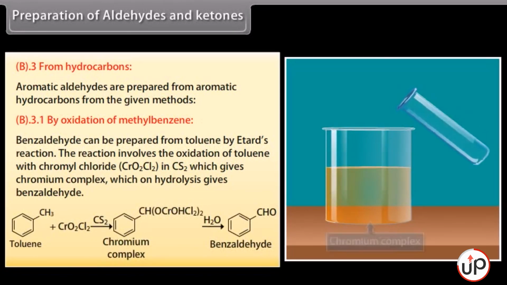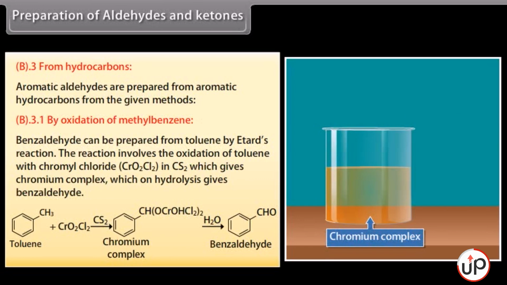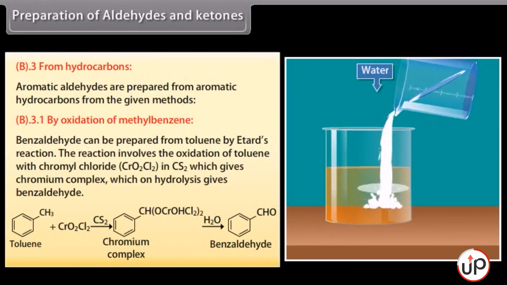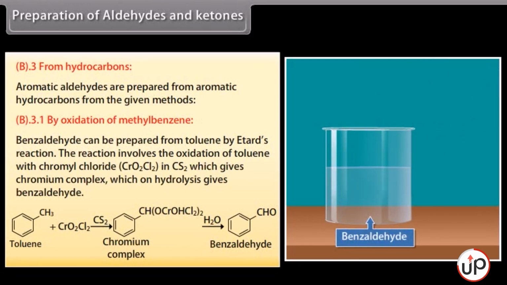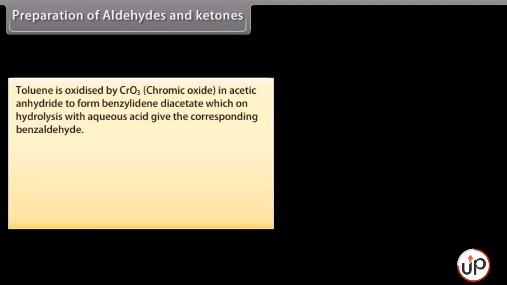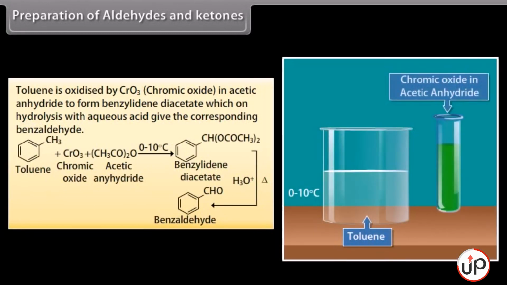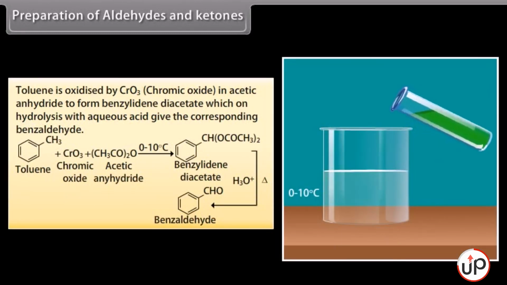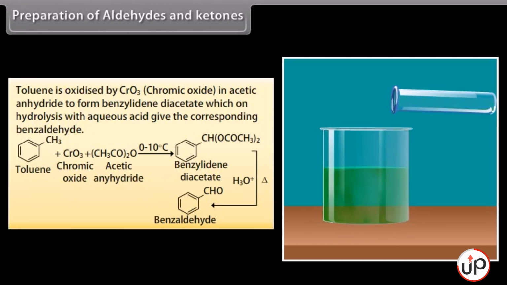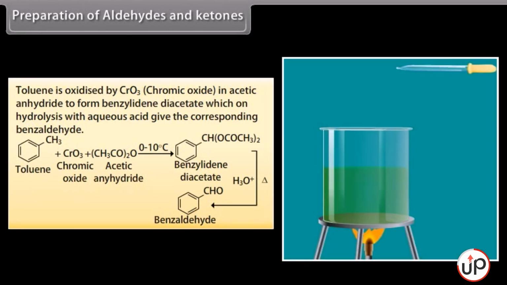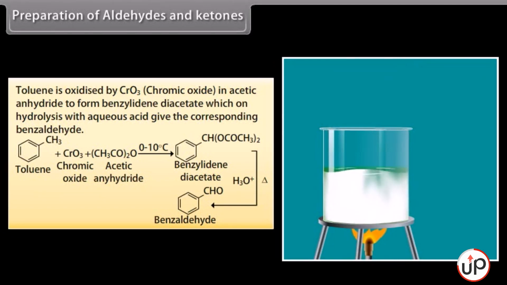The reaction involves the oxidation of toluene with chromyl chloride in carbon disulfide, which gives chromium complex, which on hydrolysis gives benzaldehyde. Toluene is oxidized by chromic oxide in acetic anhydride to form benzylidene diacetate, which on hydrolysis with aqueous acid gives the corresponding benzaldehyde.